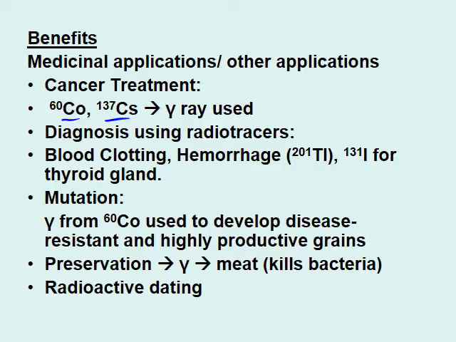Secondly, in diagnostic purposes also, radioactive isotopes are used. Blood clotting, for example. Say this is the blood vessel, and there is a clot in here. So if the patient gets iodine-131 or thallium-201, they're radioactive. You may have a different concentration of thallium-201 on this side of the blockage than the other side. If you have a higher percentage on one side and a lower percentage on the other side, that means there is a blockage in between.